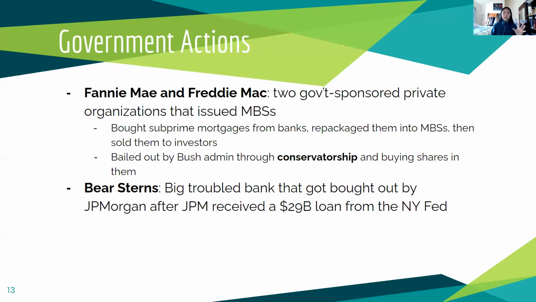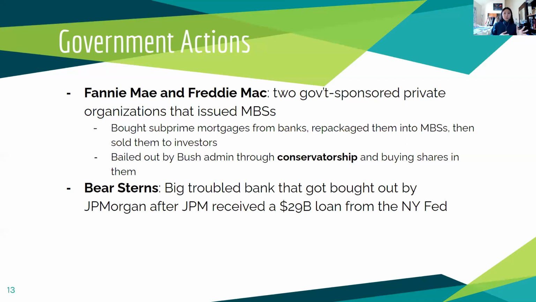There's a lot of debate over how much the failure of Fannie and Freddie contributed to the actual crisis. But Fannie and Freddie were also what the government used as one tool to fix the crisis. The government bailed them out by buying shares of them in a process called conservatorship, basically supporting Fannie and Freddie in order to help the rest of the system.